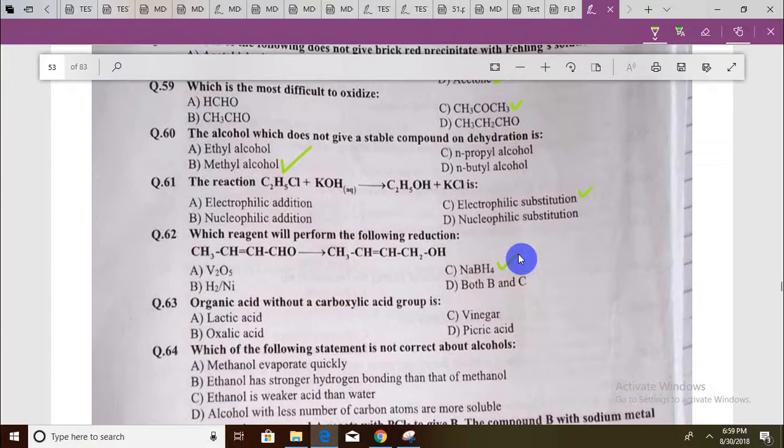Aldehydes and ketones on reduction with hydrogen in the presence of a metal catalyst like palladium, platinum or nickel form primary and secondary alcohols respectively. Hydrogen is added across the carbonyl group. My apologies, it's actually both Pd and Pt.